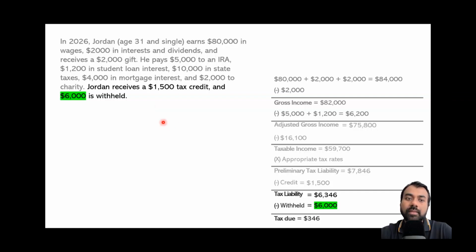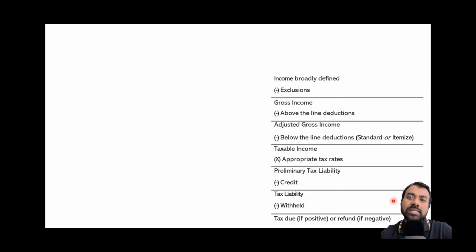Now, what if the amount withheld was $8,000? In that case, Jordan would actually qualify for a refund because Jordan's actual tax liability is $6,346, but his employer withheld $8,000 from his paycheck. And that's exactly why Jordan will qualify for a refund from the IRS, which is $1,654. So this brings me to the end of this discussion.